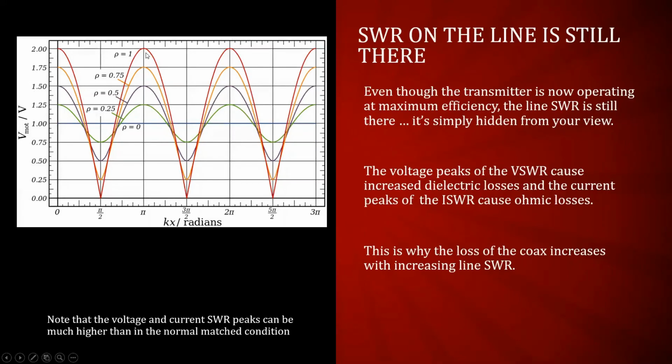They can cause arcing, for example. Or if you recall, there's such a thing as current SWR, and that current SWR has current peaks that are higher than normal. So the voltage peaks can cause increased dielectric losses, and the current peaks can cause increased I squared R losses. So when you have VSWR on your line, your line actually has more loss than it does in a perfectly matched condition. Just so that you understand that.